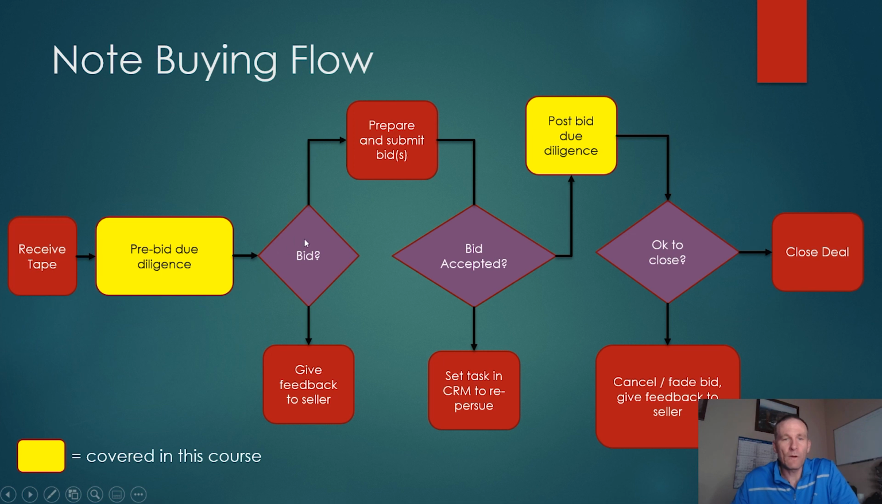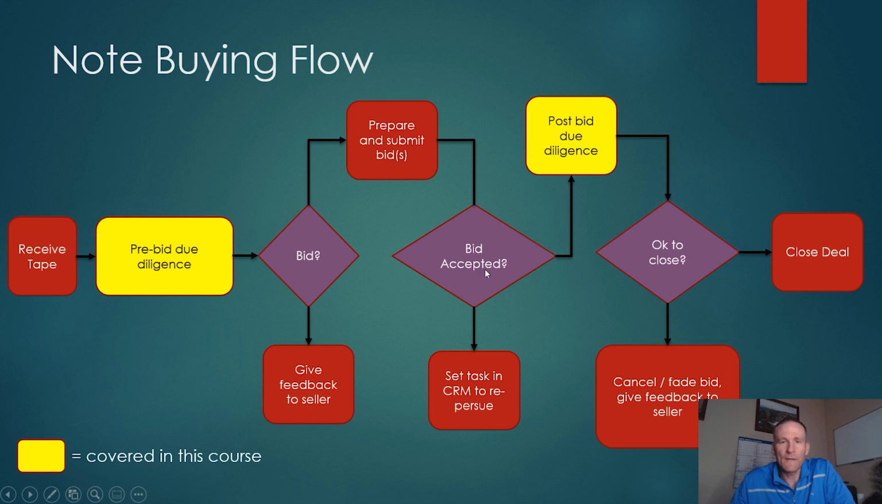Okay, but for the ones you are going to bid, you're going to prepare and submit those bids. So again, we're not talking about pricing and ROI calculations in this course. And this is a little bit simplified, but I'm assuming for the sake of this chart that either the bid's accepted or not. Now, in reality, bids are often countered. I've had notes that I bought where I bid, there was a counter, I recountered, and the seller recountered after that. So sometimes that process can be a little bit of a circle.